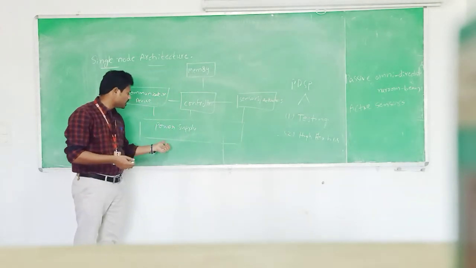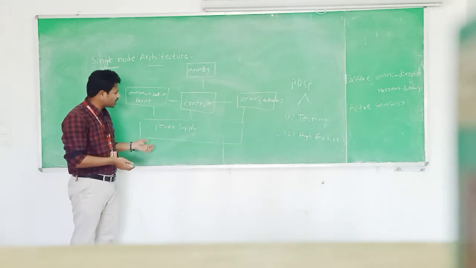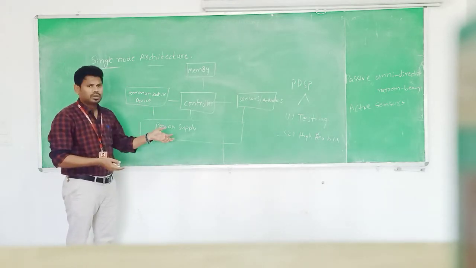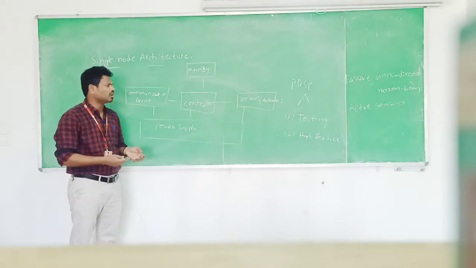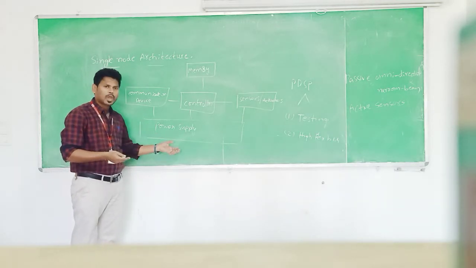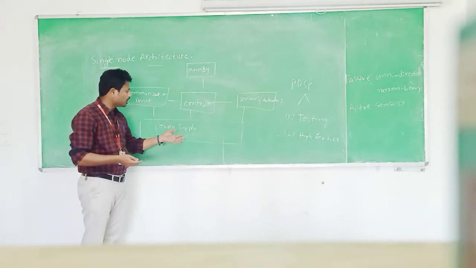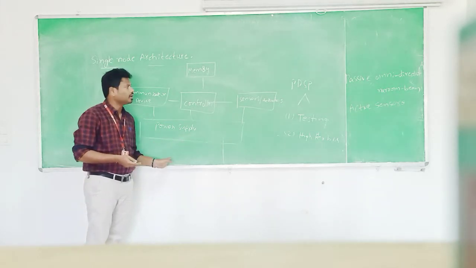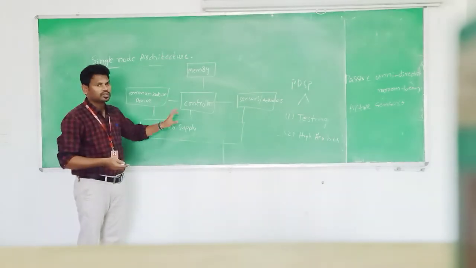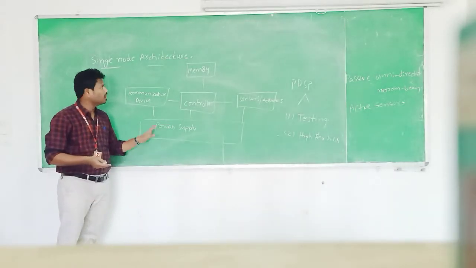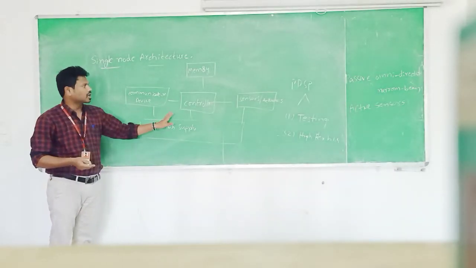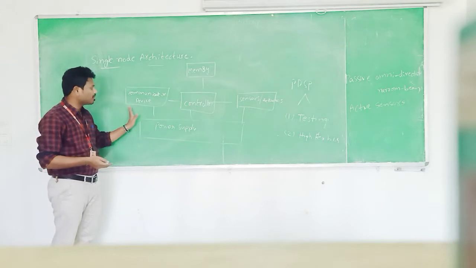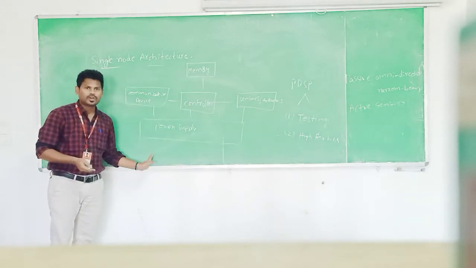And the last one is power supply. To operate any wireless sensor network or any device, we require power supply. To provide that, we require this device, the power supply unit, right? This is about single node architecture. These are the components present in this single node architecture. First one is controller, memory, sensors, actuators, communication device, and power supply.